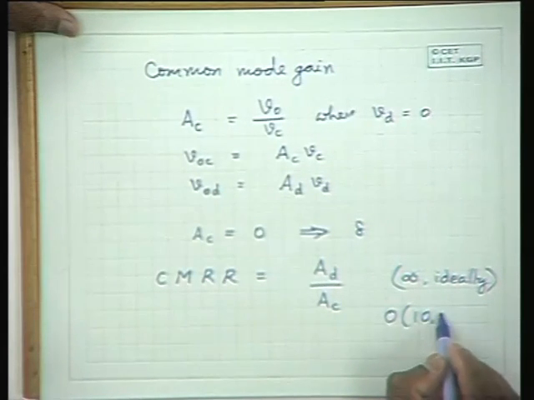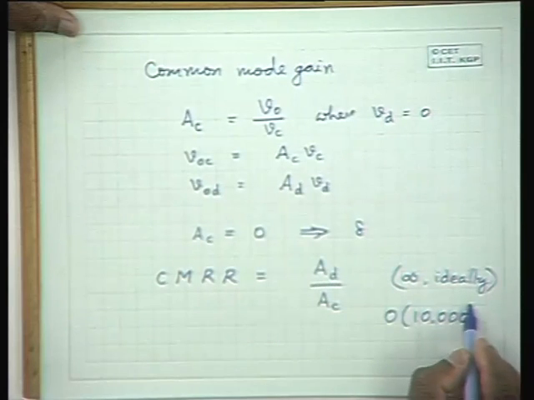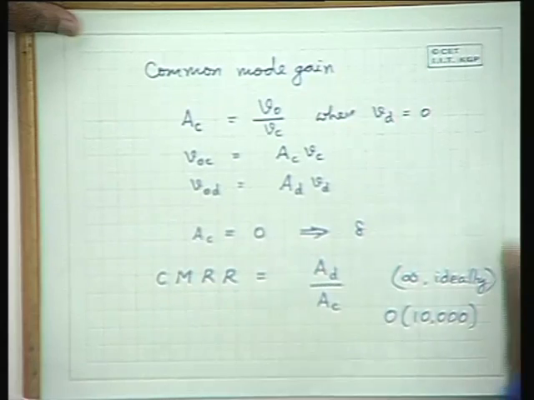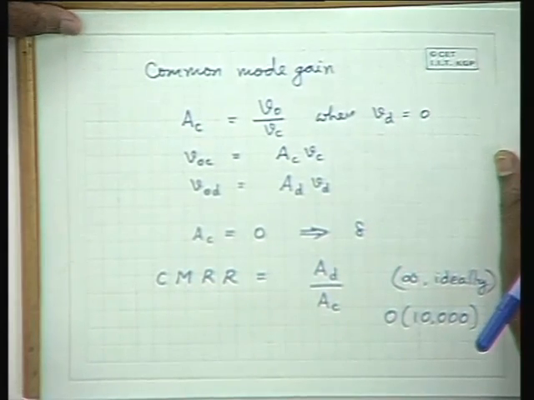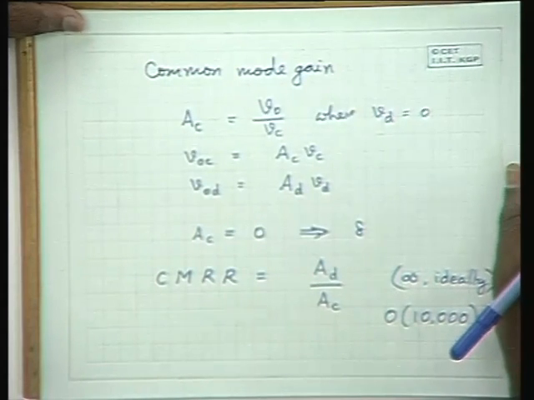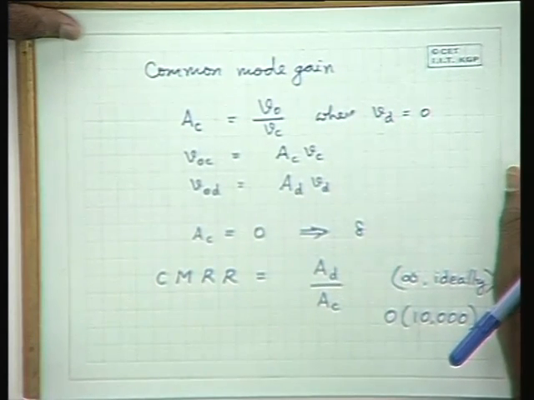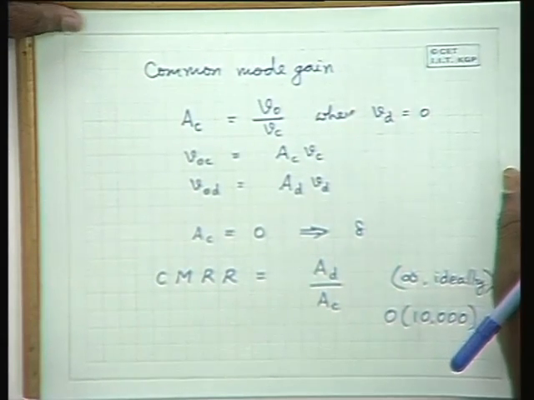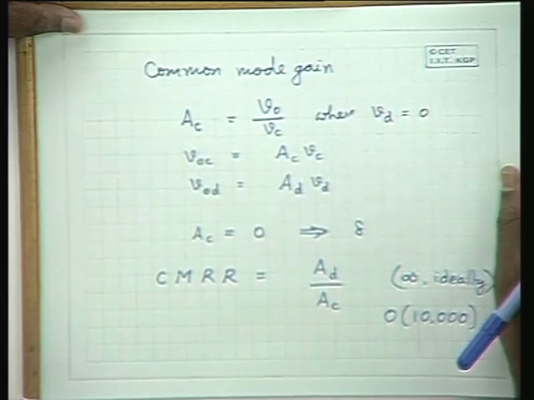It is of the order of a few tens of thousands. Common mode rejection ratio is... Are there any questions on what is a differential amplifier, what is a common mode signal, what is a difference signal, and what is differential gain, what is common mode gain, and what is the common mode rejection ratio? Any questions?